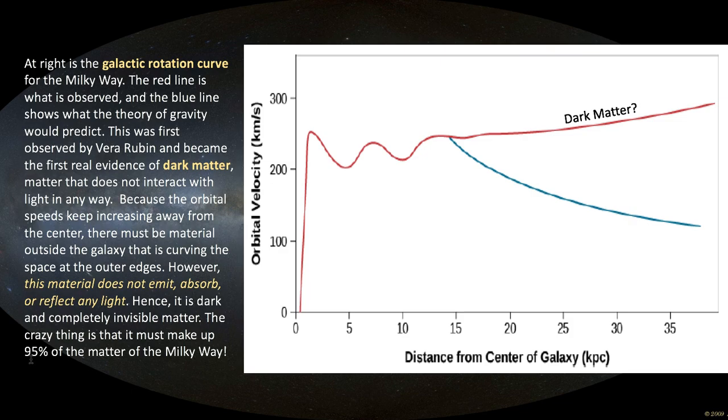So we really don't understand 95% of what's happening in the Milky Way. Or in a sense, we don't understand 95% of what's happening. Only 5% of the galaxy is made up of stuff we even have a theory to explain.